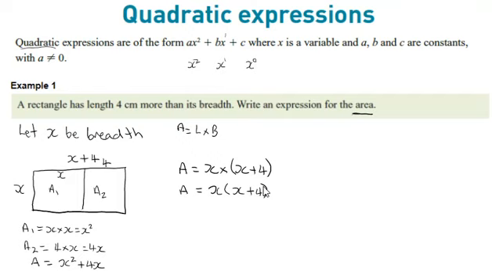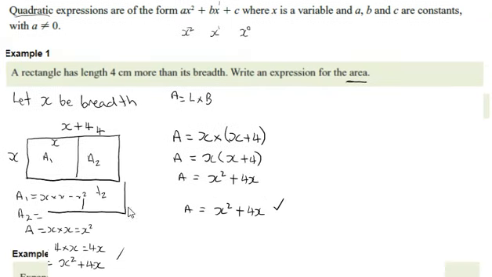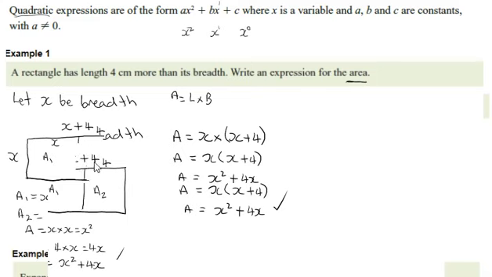Just like that. So area equals x times x, which is x squared, and x times 4, which is 4x. Okay, much easier to do it this way than do it this way, but I want you to understand about the area part.